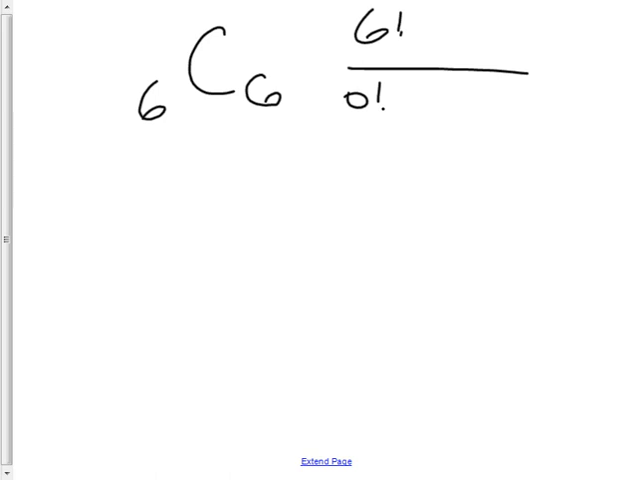Because otherwise, if you take 6 divided by 0, the answer is undefined. Like, there is no answer. So they made this work so that even in your calculator, if you type in 0 factorial, it will give you 1. All right, I'll show you that in a second.